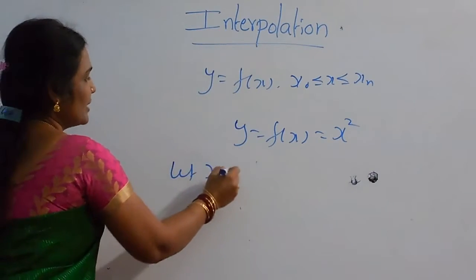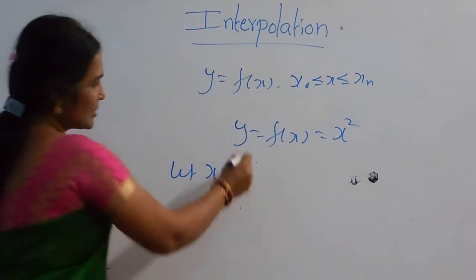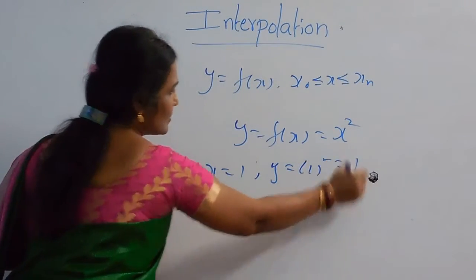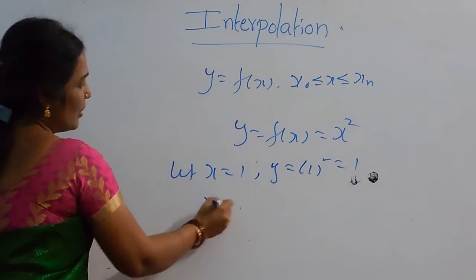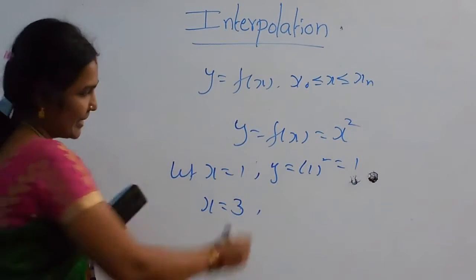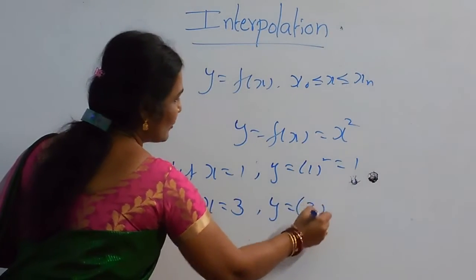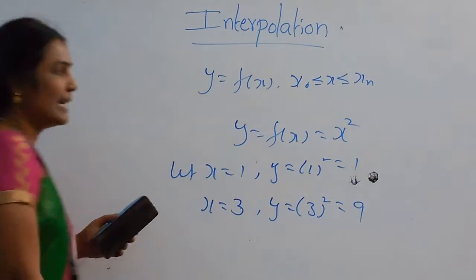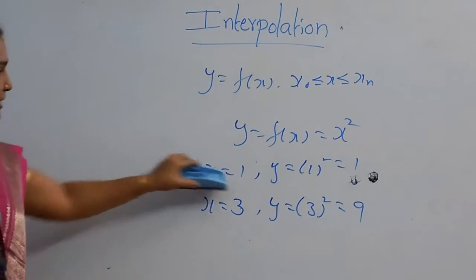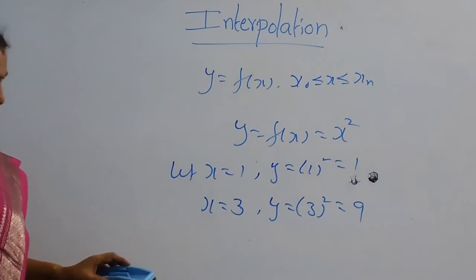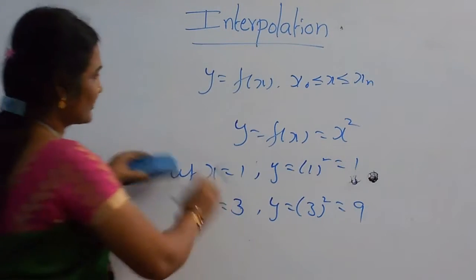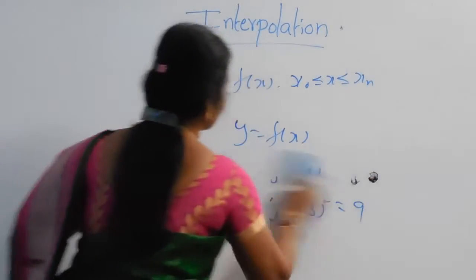Suppose we substitute x equal to 1, so we get the value of y. So 1 square, that is 1. Suppose now we want to find the value of y at x equal to 3, say. So substitute x equal to 3 here. Like this, if we know the function, we can find any value of y for any independent value of x. But here the problem is, if you don't know the function, suppose your function is not given.